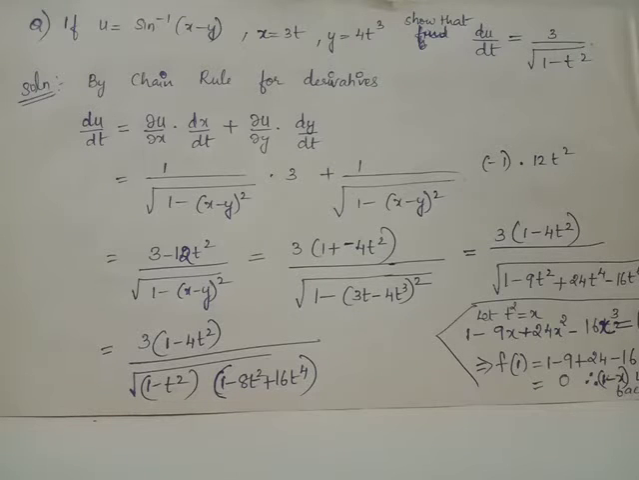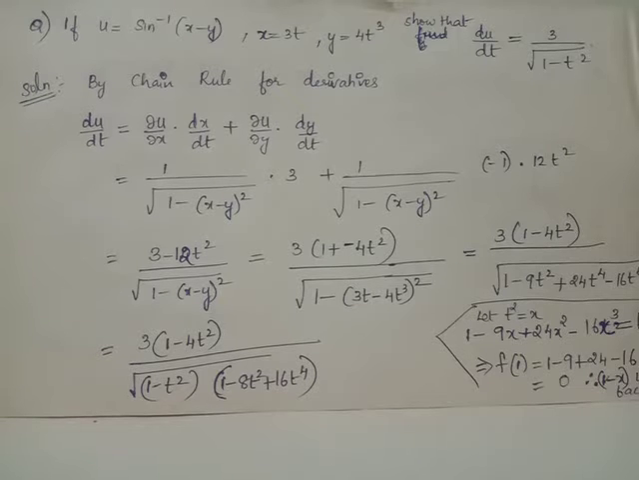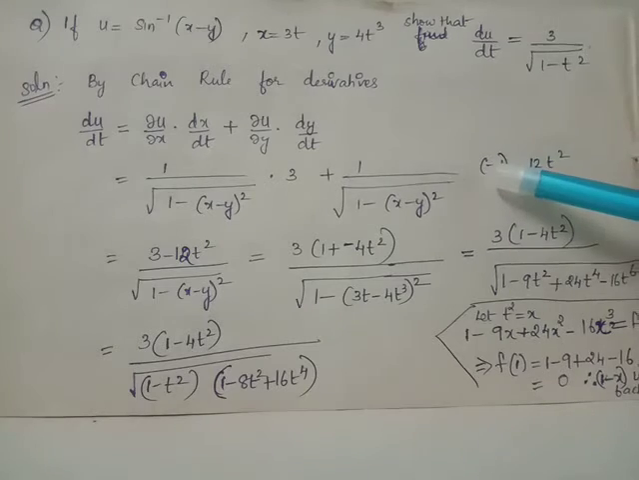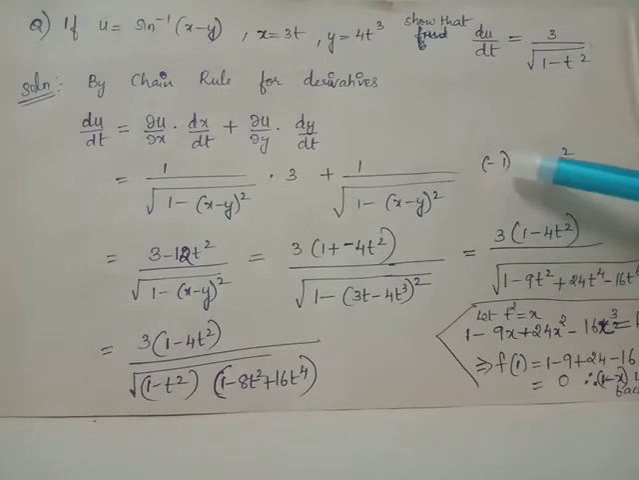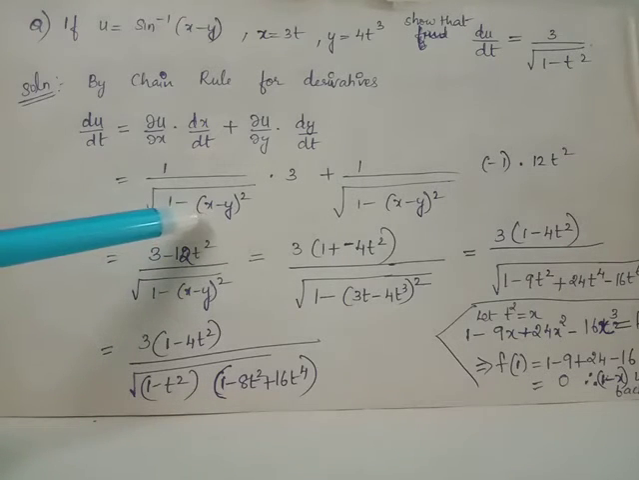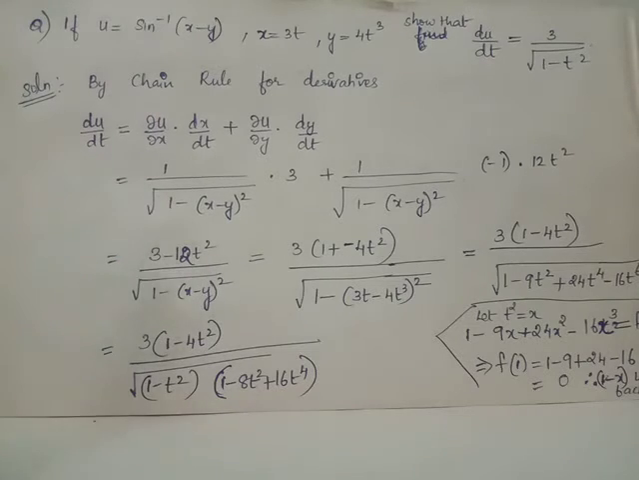The partial derivative of u with respect to y is obtained as 1 by root of 1 minus (x minus y) the whole square into the derivative of x minus y with respect to y, which has to be written in the numerator. The derivative of x minus y with respect to y will be negative 1, which is written here. Here we should have calculated the derivative of x minus y with respect to x, which is just 1. And thus we obtained du by dt equals this expression.